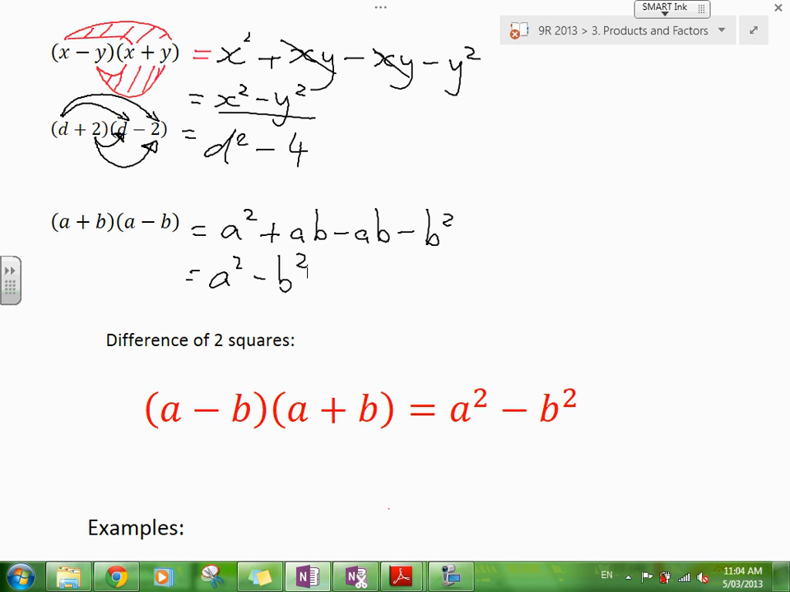Alright, so it's in this form. When you have an expression in this form, (a minus b)(a plus b), it goes to a squared minus b squared. Alright? So I'll let you write this down and then I'm going to do some examples.